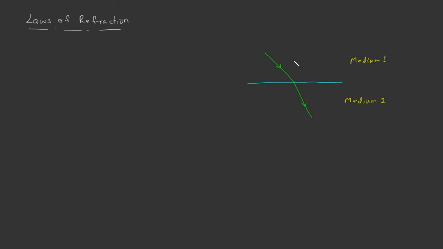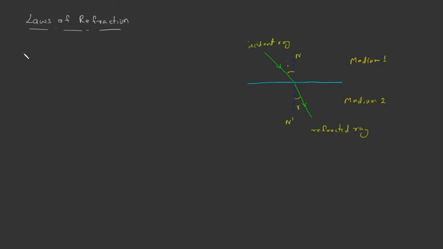Let us draw a normal to the point of incidence. Let us mark these rays, that is, this is incident ray and this is refracted ray. This is normal, we mark it as N dash. This angle is I and this is R.